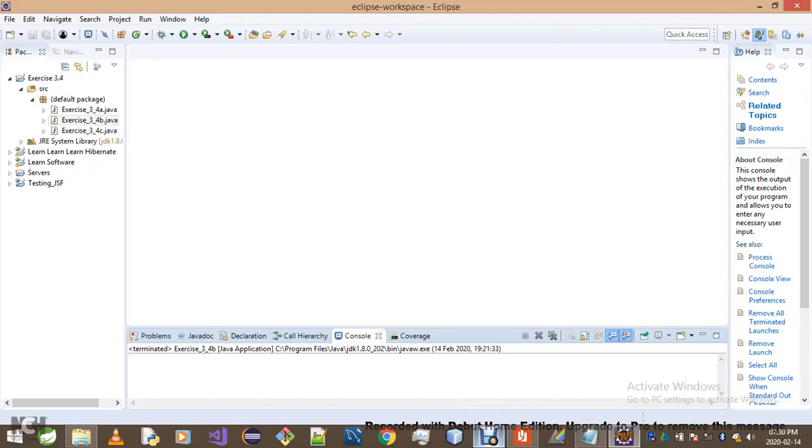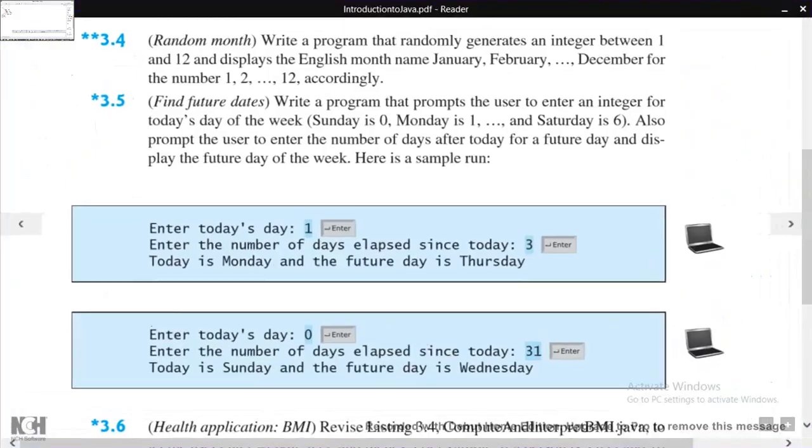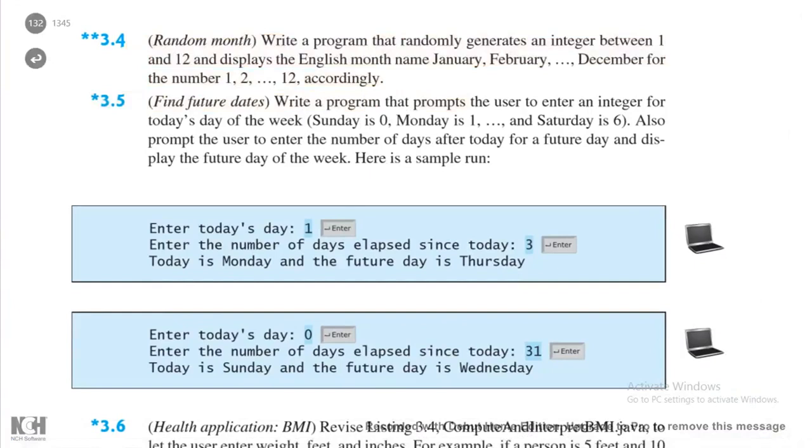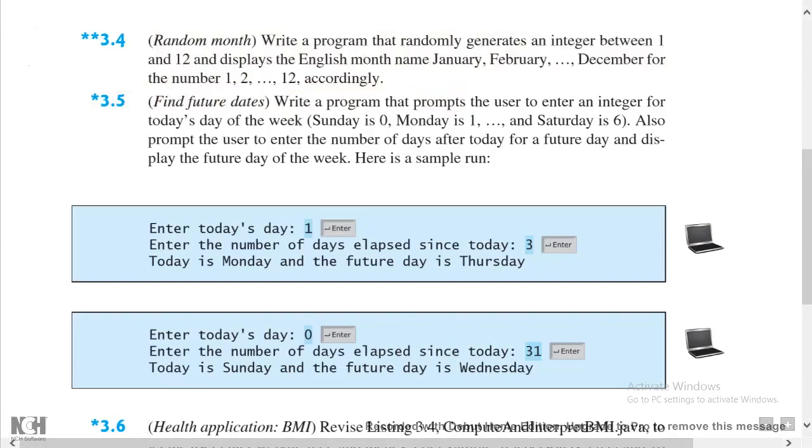Today, you guys, I'm gonna be walking you through my solution on exercise 3.4, the solution that I consider the best among the three different solutions I'll be providing for this exercise. This is the exercise over here. We have to write a program that randomly generates an integer between 1 and 12 and displays the English month name, January, February, and so on up to December, for the numbers 1 up to 12 accordingly.